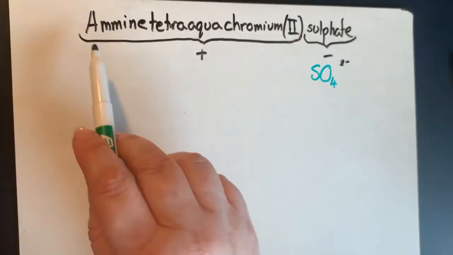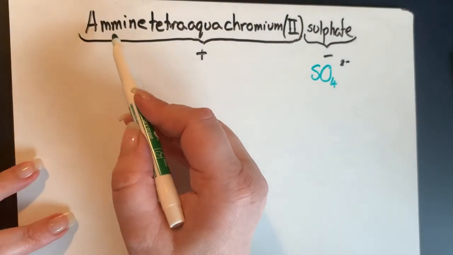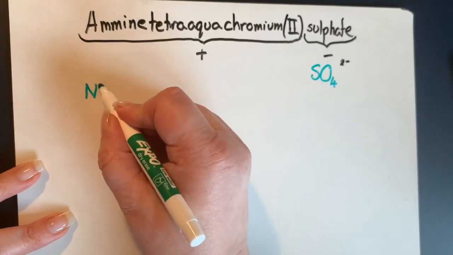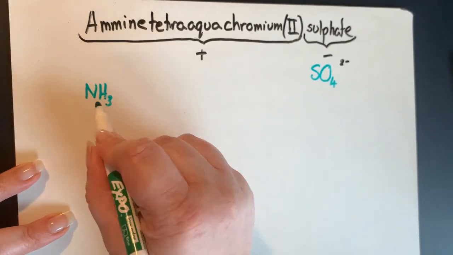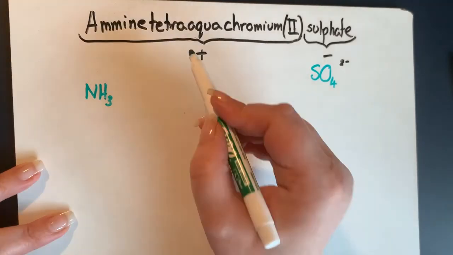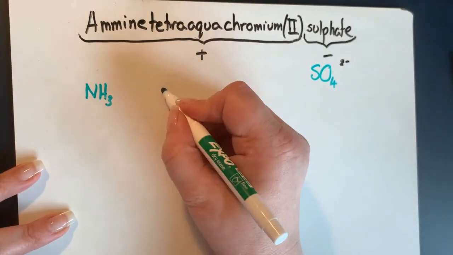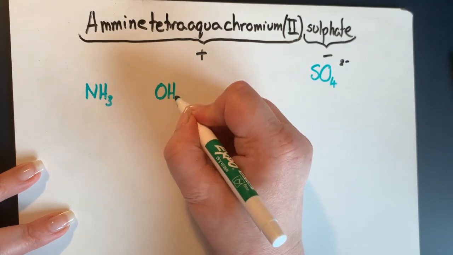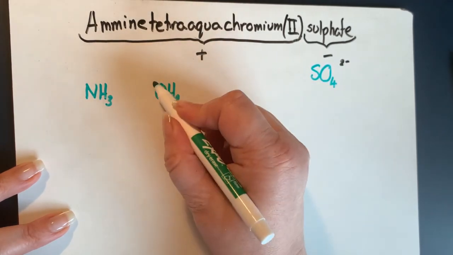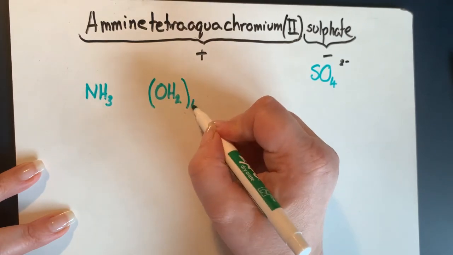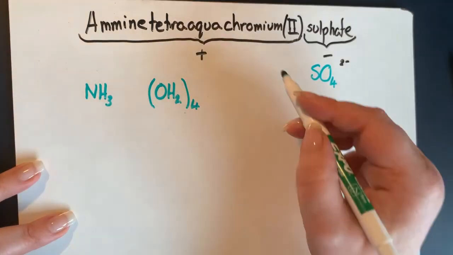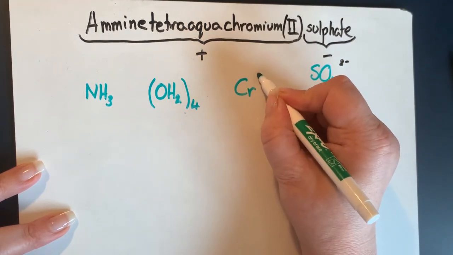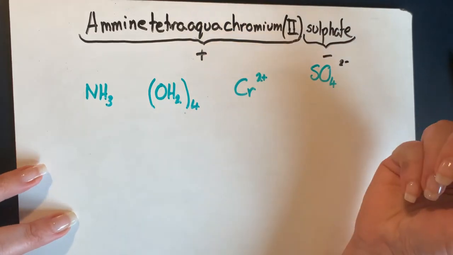Having a look at the rest of this name here, we've got amine, so we know we've got an NH3, there's just one of them. We've got tetra aqua, so we're going to have OH2 4 times, and we've got a chromium which has got a 2+ charge on it.